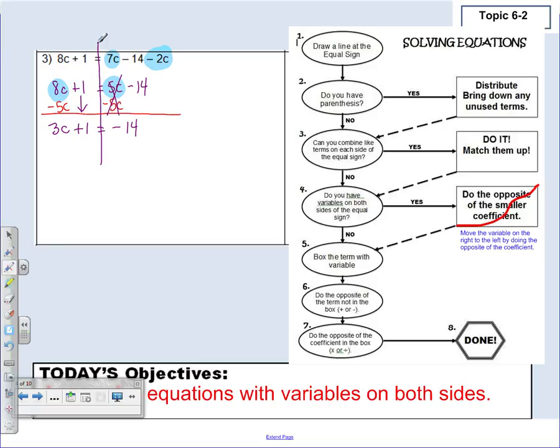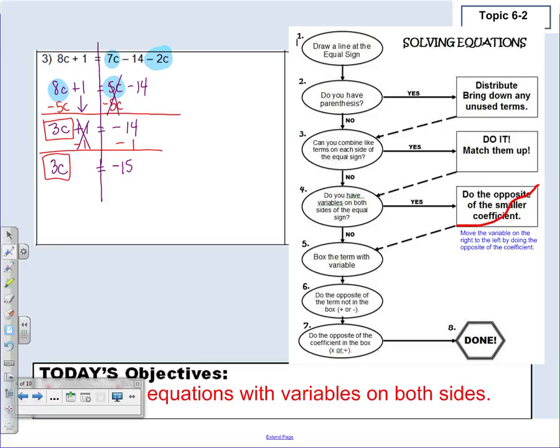Next, we have box the term with the variable. That's the 3c. Step 6, do the opposite of the term not in the box. The term not in the box is a plus 1, so we minus 1 on both sides. We still have 3c in the box. And then plus 1 minus 1, or positive 1 minus 1 is 0. Negative 14 minus 1 is a negative 15.